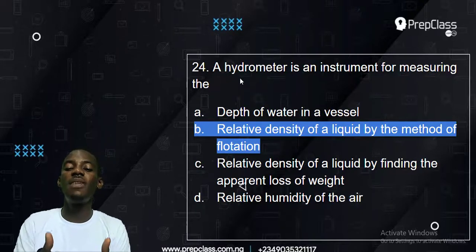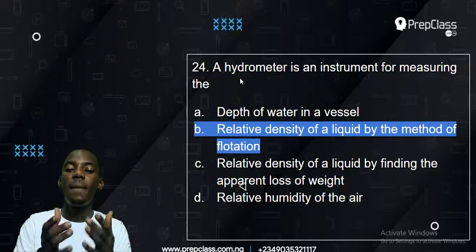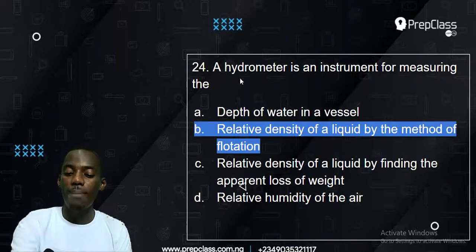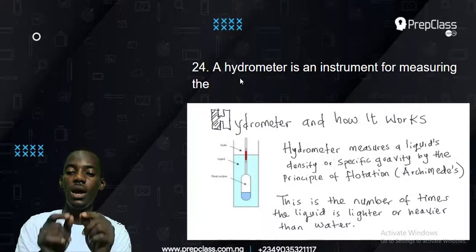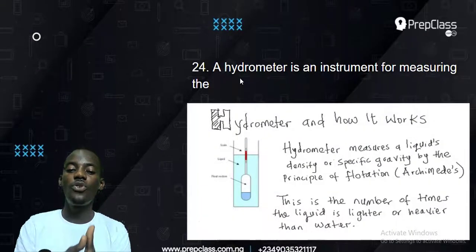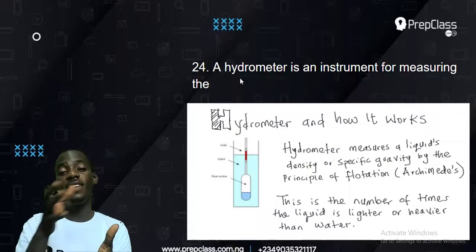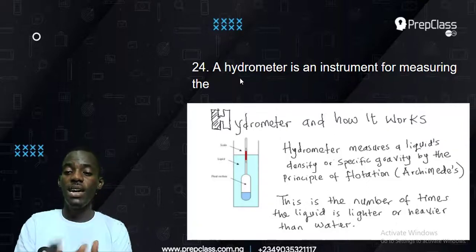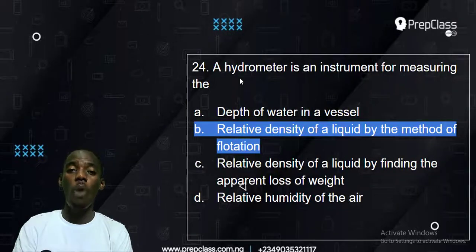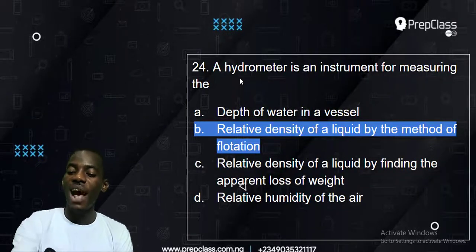It does not displace liquid. Okay, it does not work by displacement. It works by the flotation method. Like my drawing, you can see the hydrometer was floating in the water. It didn't displace the water, it just floated. It was by the principle of flotation, not by the principle of loss of weight. Okay, so that answers number 24.